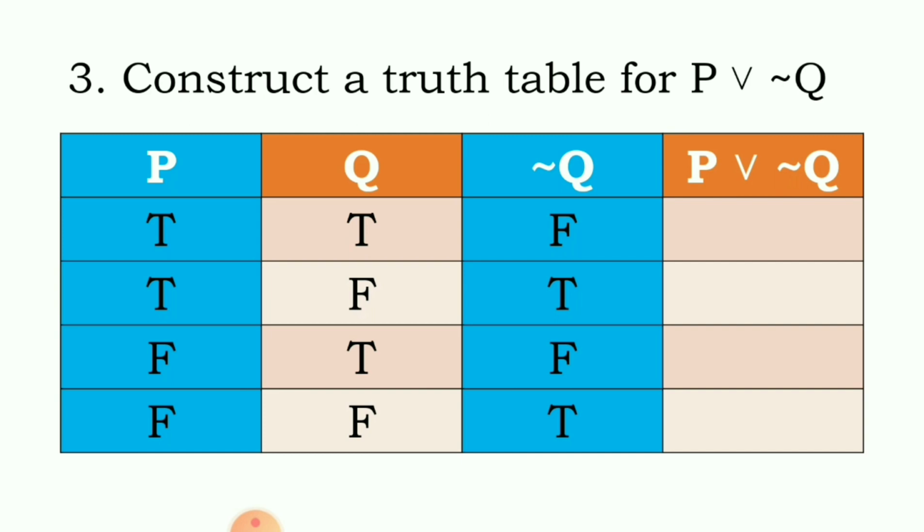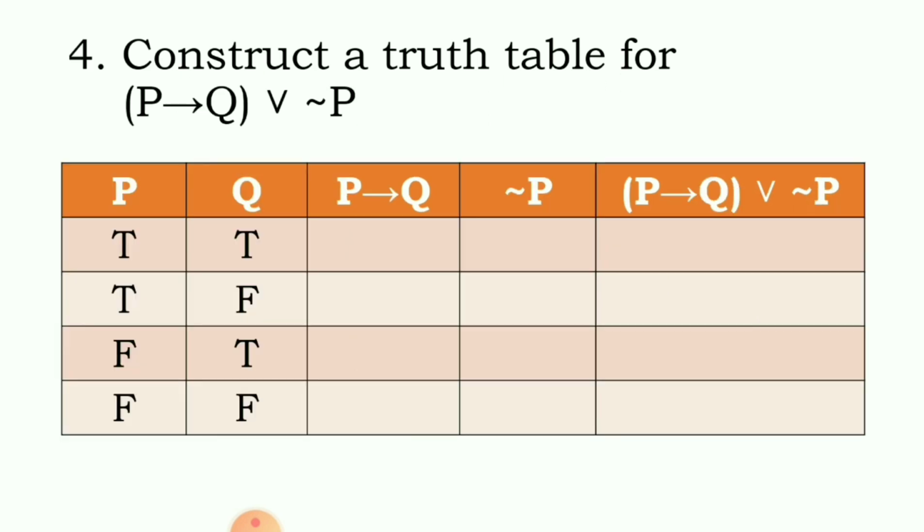So, we have the truth values under the proposition P and the truth values under the negation of Q. If P is true and negation of Q is false, then P or negation of Q will be true. If both are true, then that is also true. If both are false, then that is false. Then, if P is false and negation of Q is true, then that is true.